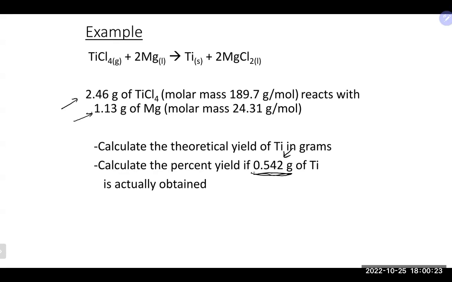Remember, you need actual and theoretical yield here. So you obviously need to calculate the theoretical yield like we've been talking about with stoichiometry. You have everything you need except maybe the molar mass of Ti. Getting old, but I think this is 47.87. We'll go with that.